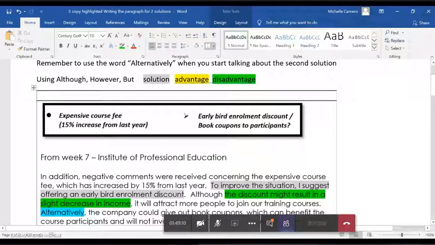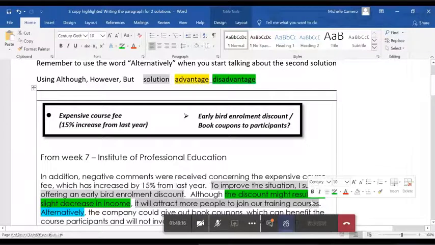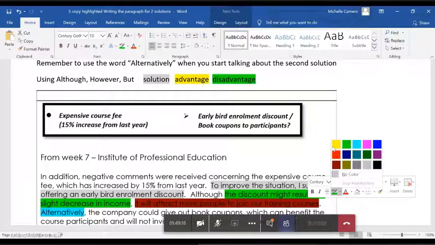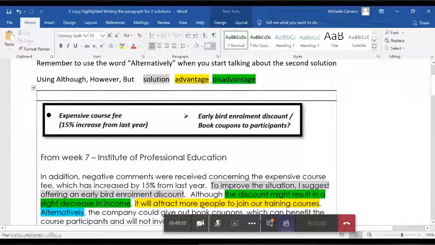But it says it will attract more people to join our training courses. So when you're attracting more customers, that's a positive thing. So that is the advantage. Now, which words did they use to introduce the advantage and disadvantage? They used the word although. Okay, so remember we're talking about although, however, or but. So they used although in this one. All right, so that's just for solution 1. Now we're not done though.